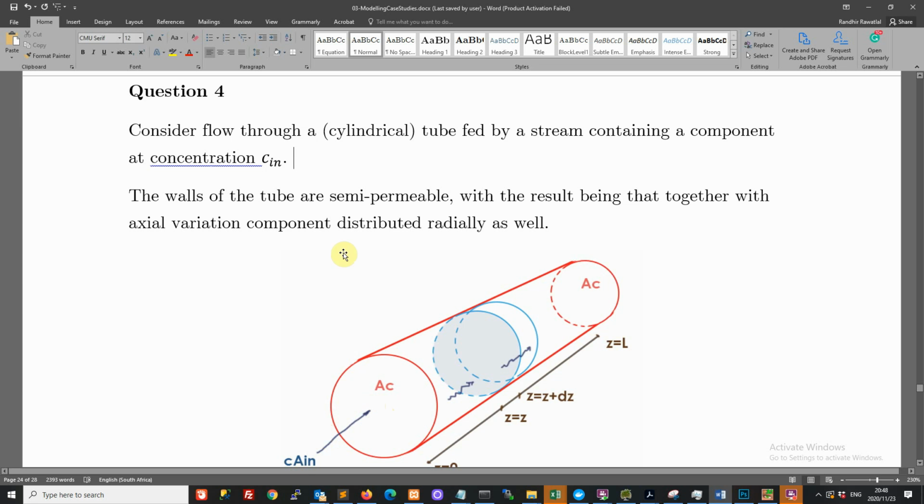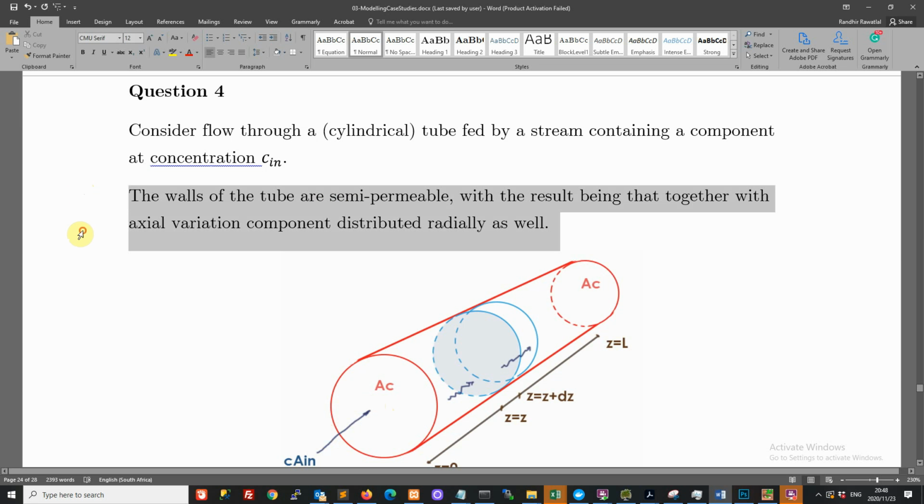In this case, the walls of the tube are permeable, and that means that our component A is diffusing out across the walls of the tube as well. So that's new, right? In contrast to the previous case, which only had flow through the tube and diffusion across the tube, that was all happening axially only. Now we have that the component can also diffuse out across the walls of the tube as well.